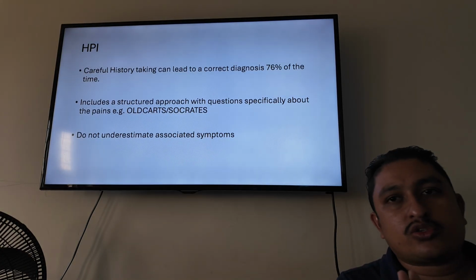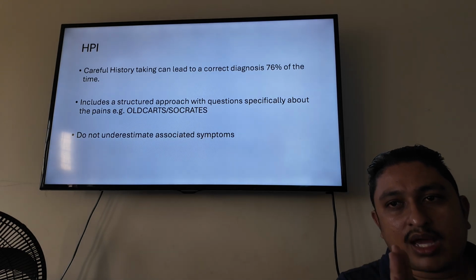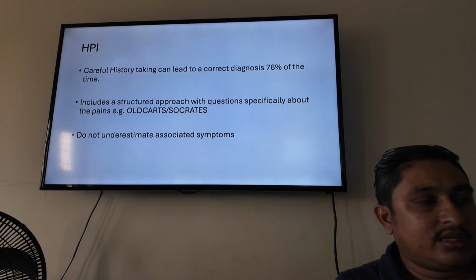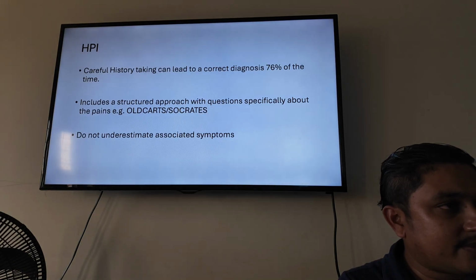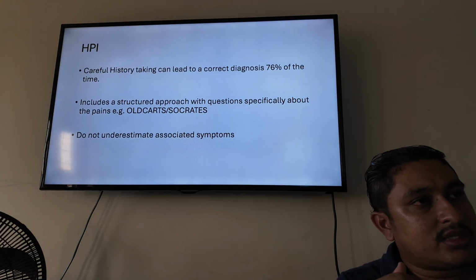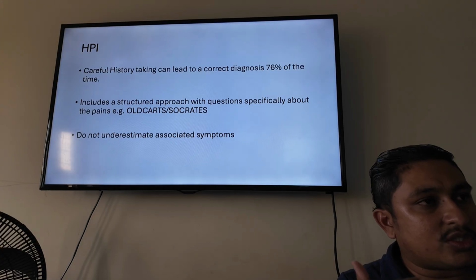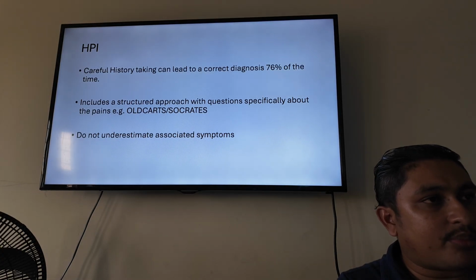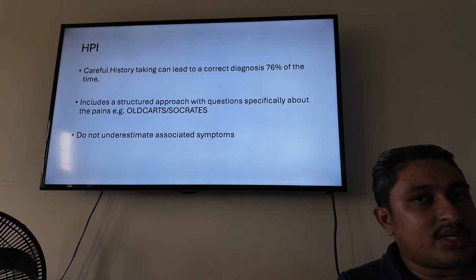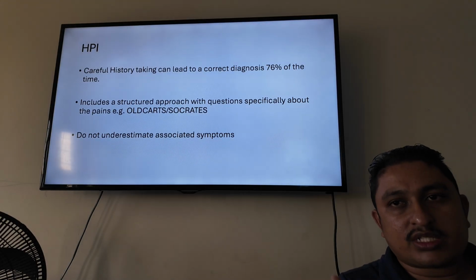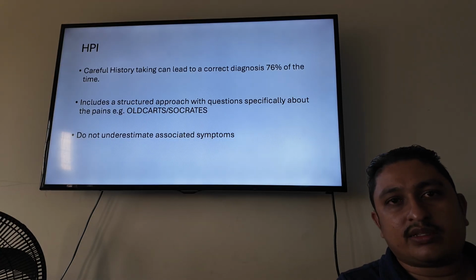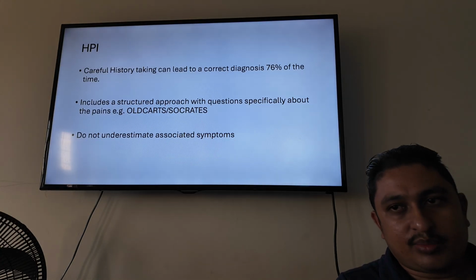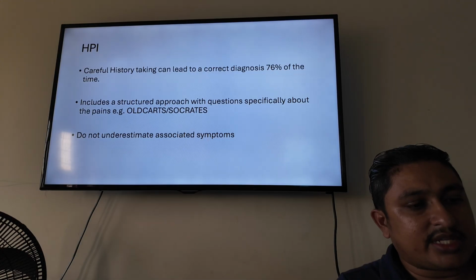Always remember your structured approach to asking about the pain. Everybody here remembers from medical school, OLDCARTS or SOCRATES. Sometimes it might seem as though you're belaboring the point about the pain, but asking about the specific characteristics of this pain, the duration, the onset, these things really help you to zone in on a specific diagnosis.